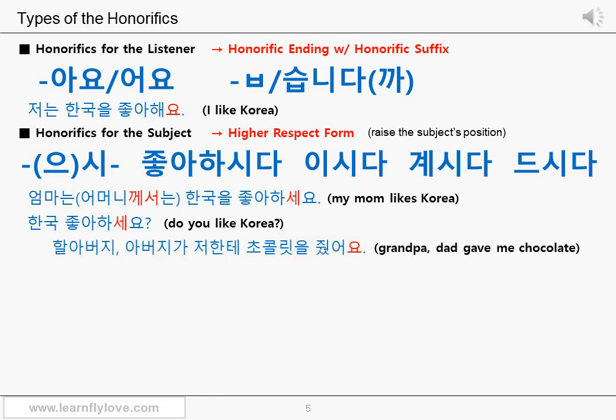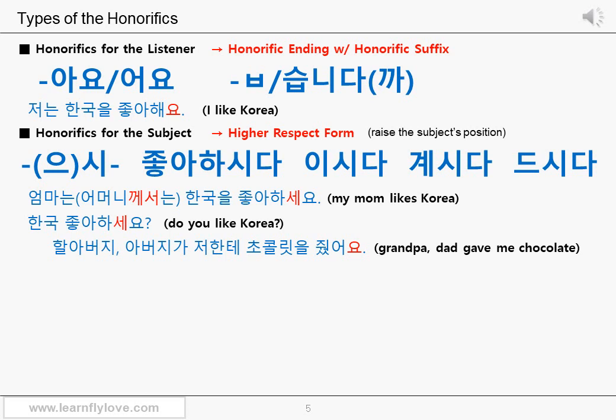Let's see the next sentence. 할아버지, 아버지가 저한테 초콜릿을 줬어요. Grandpa, Dad gave me chocolate. Please take a close look at this sentence. 할아버지, you called your grandfather and talked to him. 아버지가 저한테 초콜릿을 줬어요. Again, who you are talking to? Yes, you are talking to your grandfather. And who's the subject? Yes, your father is the subject. You are talking to your grandfather about your father.